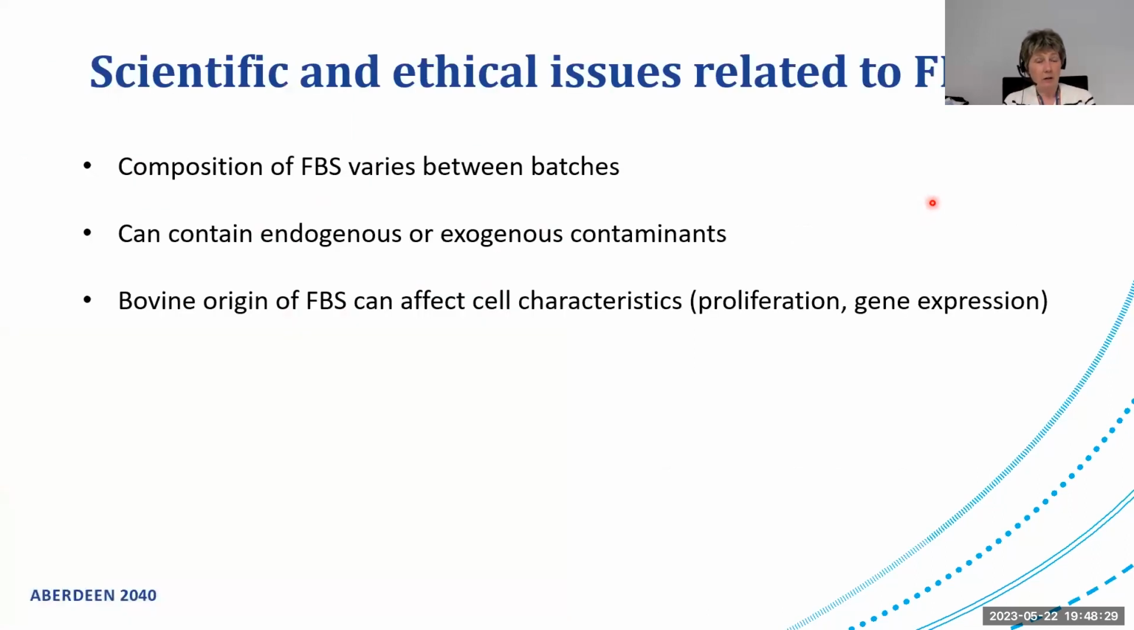And that's despite the fact that there's a number of scientific and indeed ethical issues related to fetal bovine serum. I'm sure those of you that do cell culture will know that the composition of fetal bovine serum can really vary between batches, but of course we can counter that by batch testing to make sure that we're using the same batches of serum across experiments so that we get reproducibility. FBS can also contain endogenous or exogenous contaminants, and because it's of bovine origin, the FBS can affect the characteristics of your cells, so it can influence how they're likely to grow and also the genes that might be expressed.